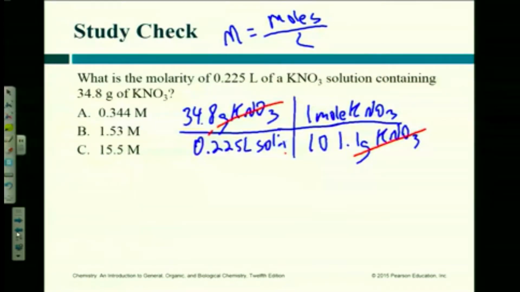I erased that accidentally. So now we have moles over liters. We have molarity. So you should get 1.53. Okay?